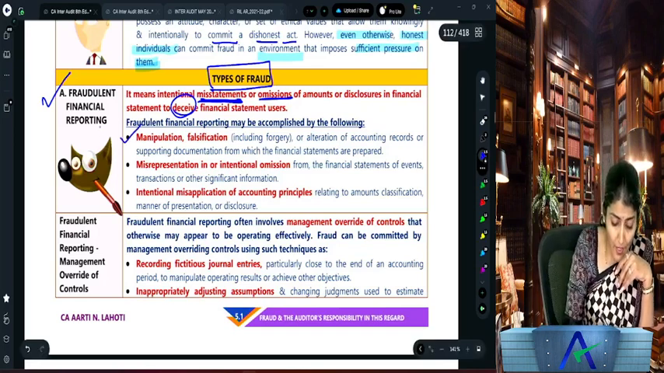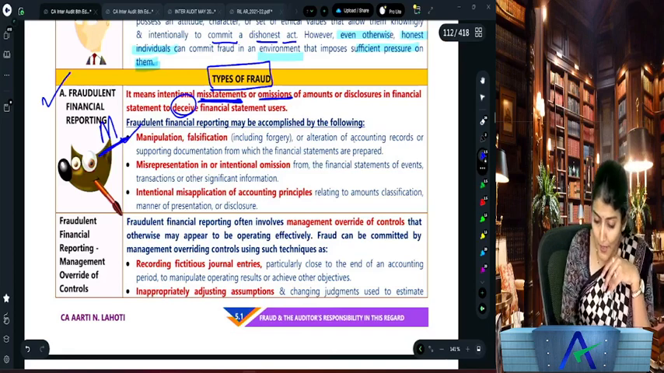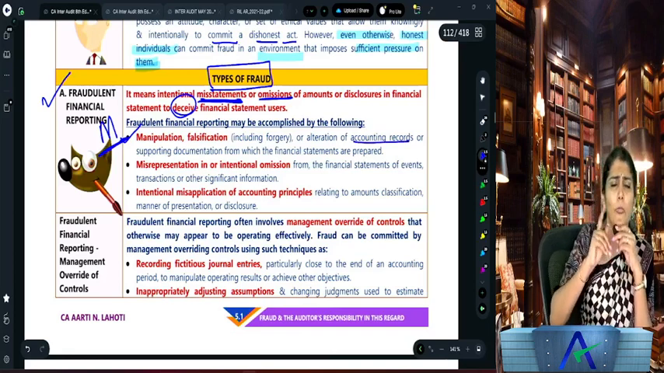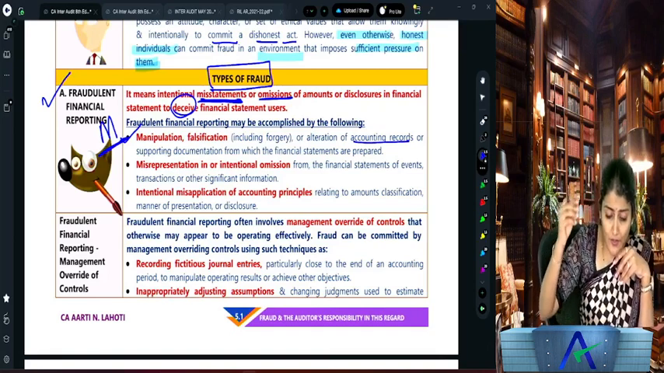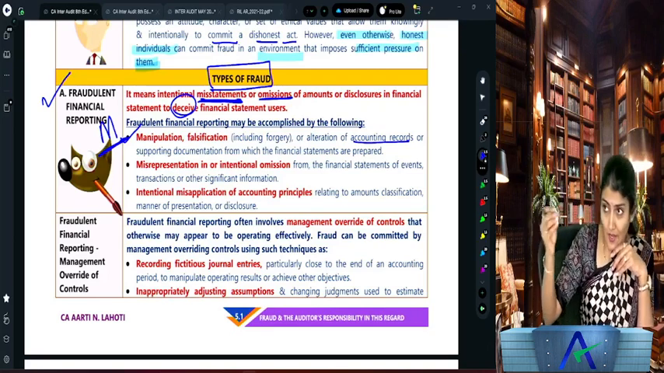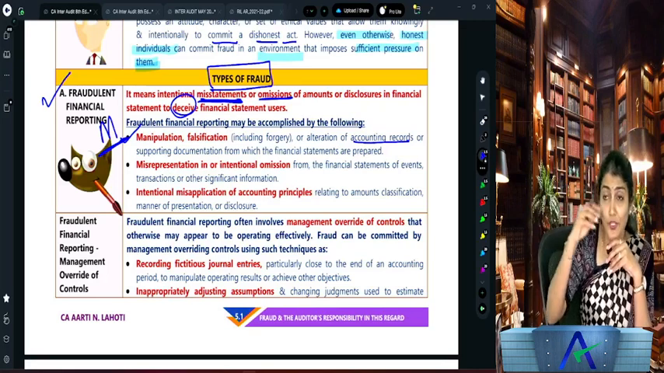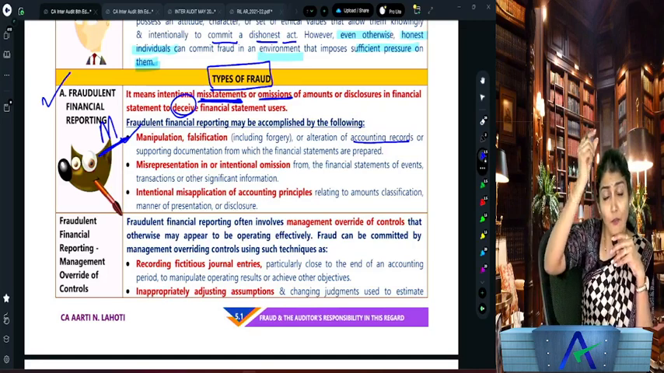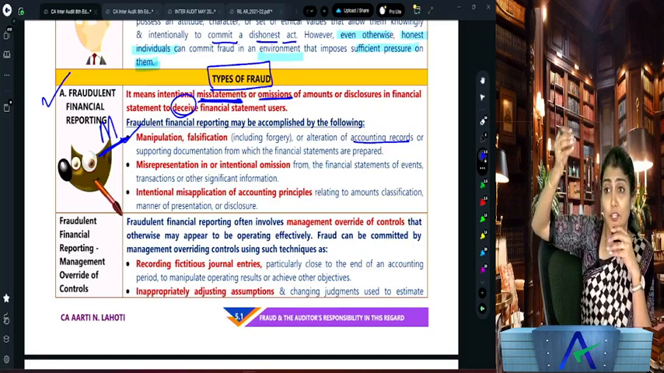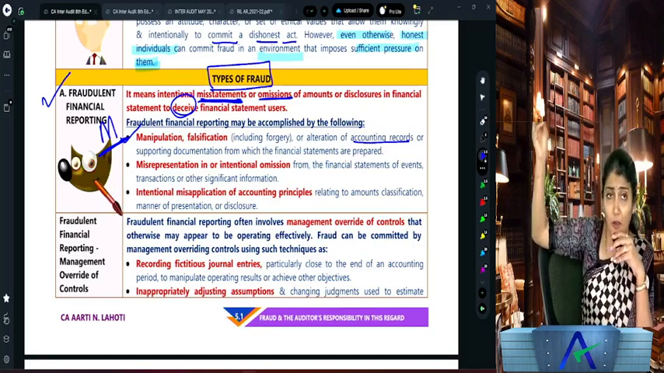One, you can do the manipulation, falsification or the alteration of the accounting records. Right, so traveling expense voucher 20,000, what you did, added one zero. So what is that? That's your manipulation, falsification or the alteration of the accounting records.